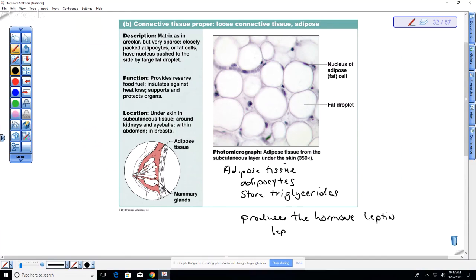So leptin regulates appetite and metabolism.